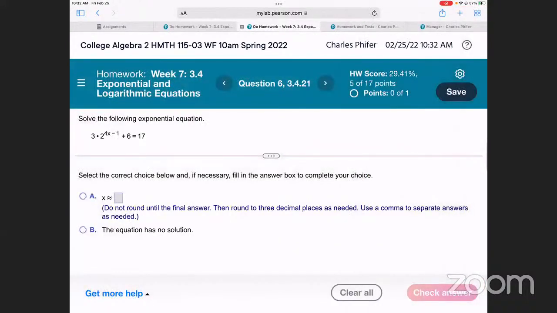This one I am going to write down. This one has a few steps going on.